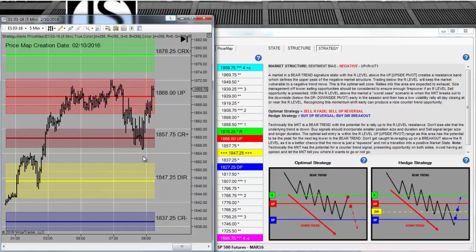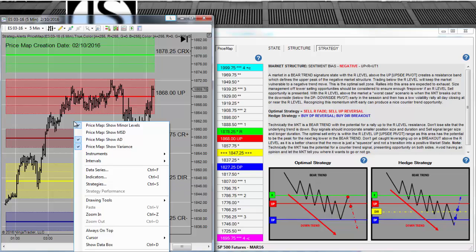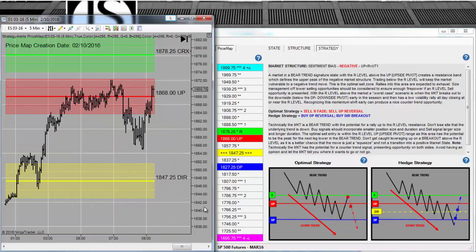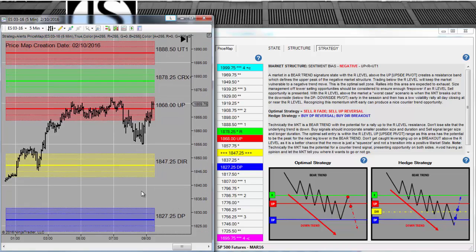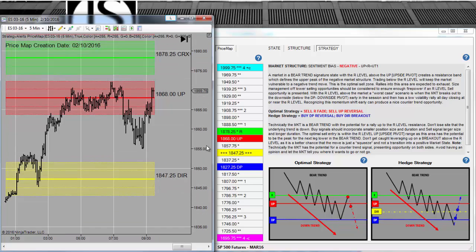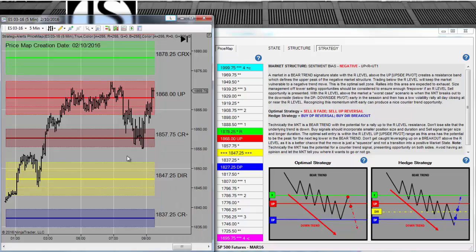In addition, we're always watching price action within market structure. So these are the main market structure points. We have our upside pivot, our R level, here's our directional, downside pivot. These are the major structure points of this market state. And then we have some minor structure points, so I'll put those on there. This helps to show the segment moves the market's trading in.